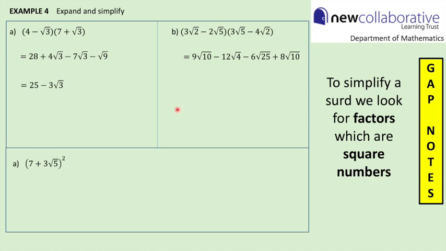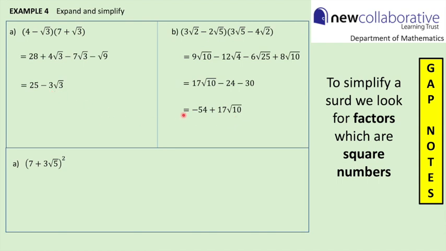And then we can simplify this. We have 9 root 10 and 8 root 10 here, so that's 17 root 10. Since the square root of 4 is 2, 12 root 4 is 24, and since the square root of 25 is 5, 6 root 25 is 30, so we end up with 17 root 10, take away 24, take away 30, which simplifies to negative 54 plus 17 root 10.